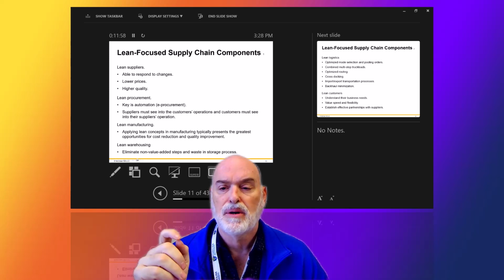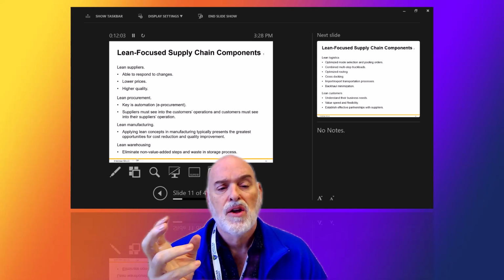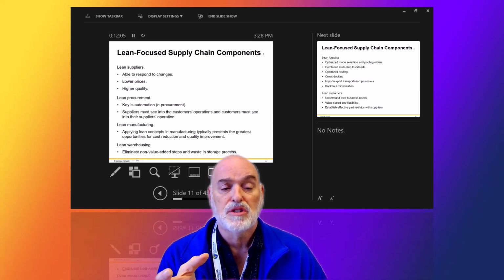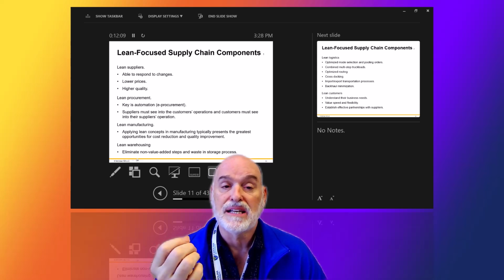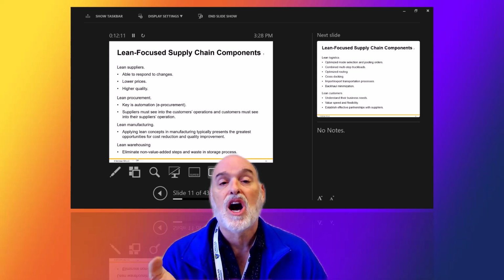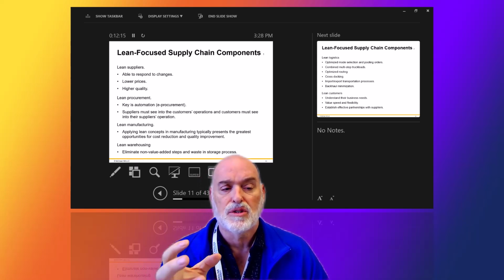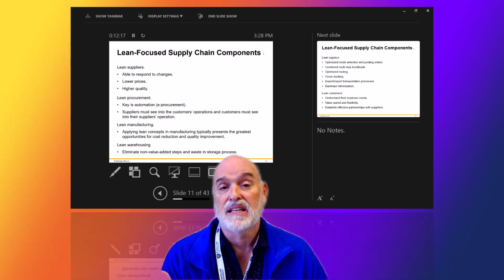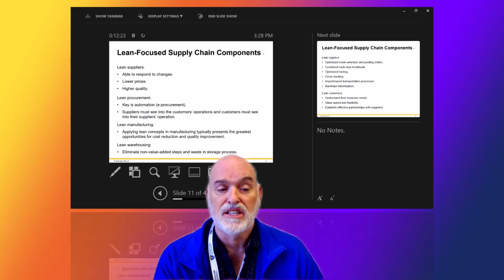Lean-focused supply chain components. Lean suppliers. These are suppliers that are able to respond to any changes that you have. Also ones that have lower prices and higher quality. It is incumbent upon the manager or the director of operations or the person who's responsible for selecting suppliers to have fully vetted these Lean suppliers so that they can respond to your changes and have lower prices and also high quality.